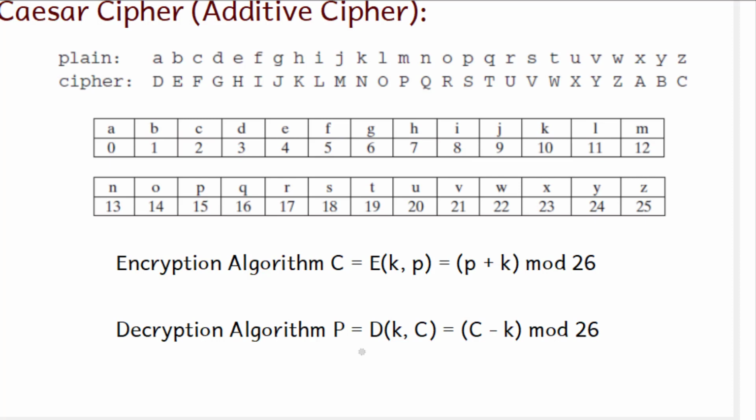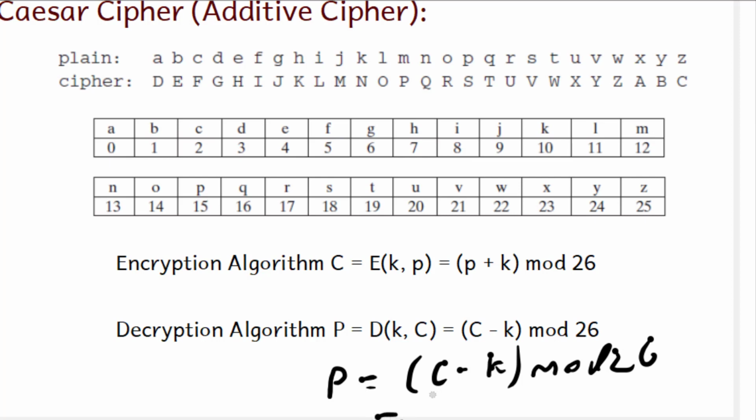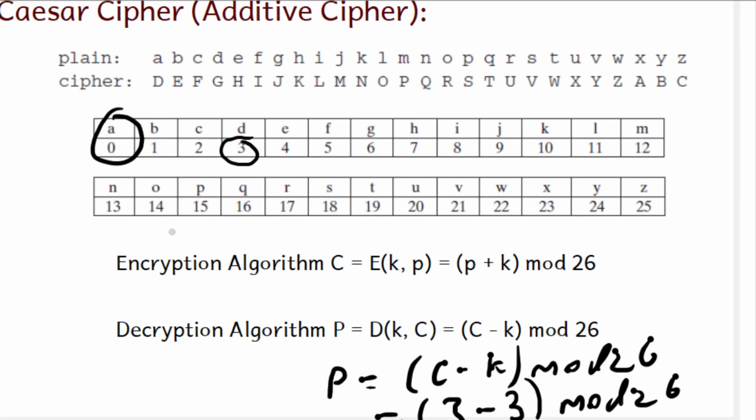Now, to get the plain text, the formula is P = (C - K) mod 26. This is also simple. Suppose I want to interpret what D is. I have the ciphertext D and I want to get the plain text. We substitute 3, and the key K is 3, mod 26. So 3 minus 3 is 0, and 0 mod 26 is 0, and 0 is actually A. This is how we get the plain text character.